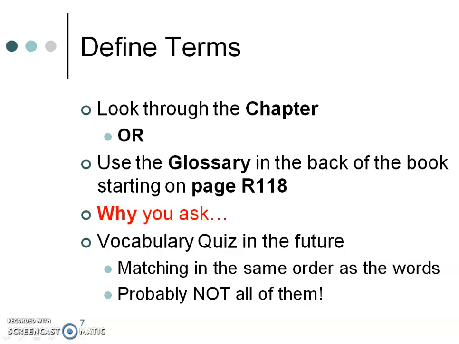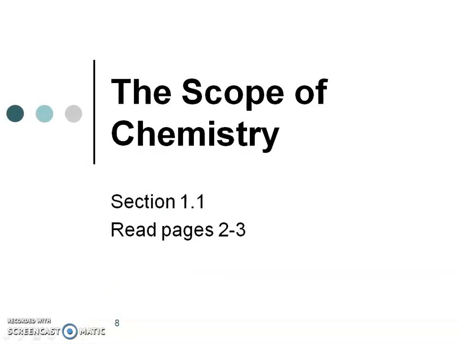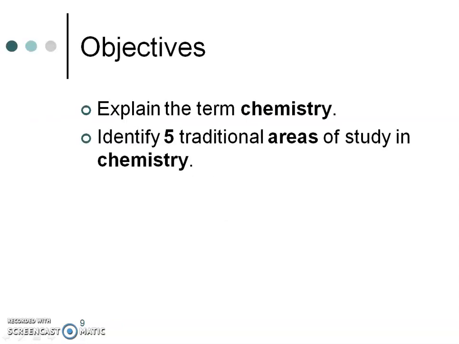I'm not going to tell you which words they are, but there's going to be a sample of those words. Now, this is probably going to be your biggest chapter of definitions. They're not going to be as lengthy, but it's because we're combining two chapters. So this is section 1.1, the scope of chemistry. Again, it tells you to read pages 2 to 3. When you're doing the bookwork, you might want to peruse that. So your objectives for this section are to explain the term chemistry, what it really means, and identify the 5 traditional areas of study in chemistry.